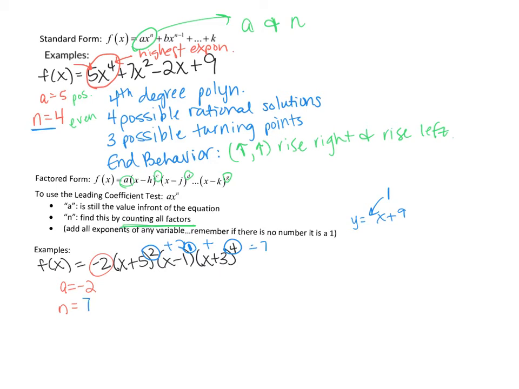Okay. So now that I've got my a and my n, I can do exactly what we just did a minute ago. Super easy. It's going to be a 7th degree polynomial. I'm just going to abbreviate here. I'm going to have 7 possible solutions. I'm going to have 6 possible turning points.